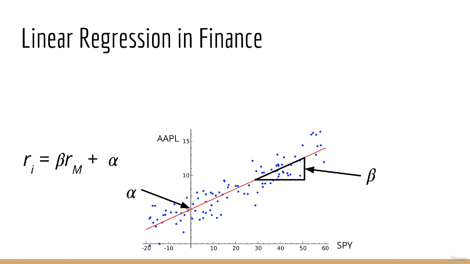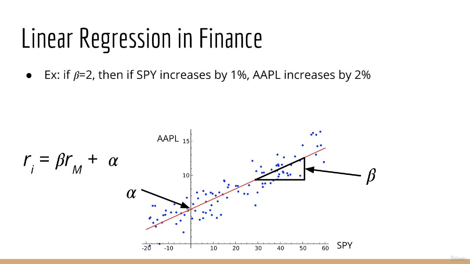Now let's say we take the stock returns for Apple, we take the stock returns for SPY, we create the scatter plot, and then we draw the line of best fit. Well, it turns out that alpha and beta are nothing but the slope and intercept of this line. That is, beta tells us how much Apple moves relative to the market. If beta equals 2, for example, and the market goes up by 1%, then Apple is predicted to go up by 2%. If the market goes down by 5%, then Apple is predicted to go down by 10%.